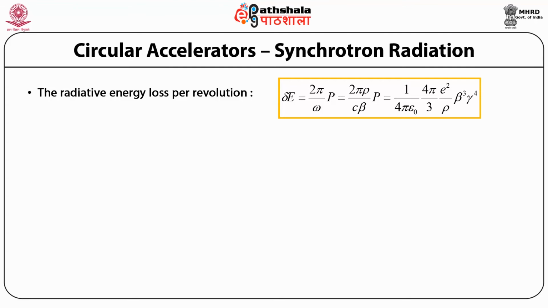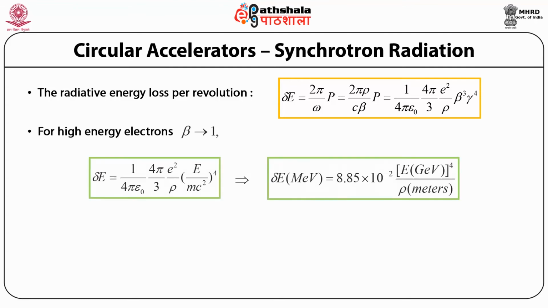Now E is equal to γmc², and for high energy electrons β can be approximated to 1. So ΔE is equal to 1 divided by 4πε₀ into 4π/3 into E²/ρ into (E/mc²)⁴. Thus, ΔE in MeV is equal to 8.85 × 10⁻² into E⁴ with units GeV, divided by ρ in meters.